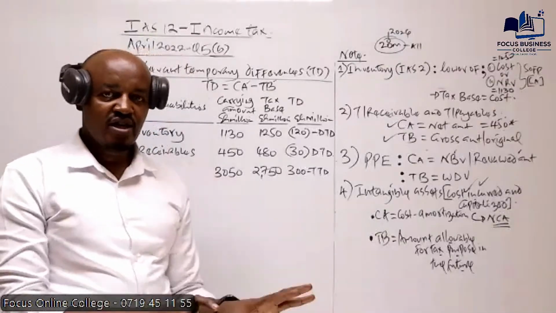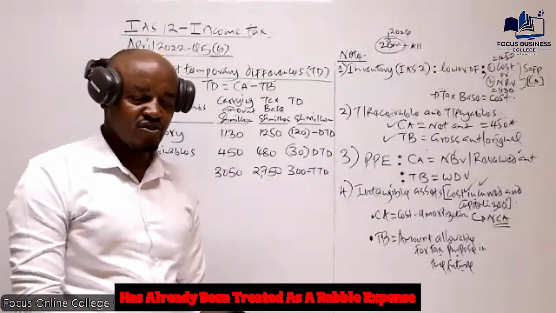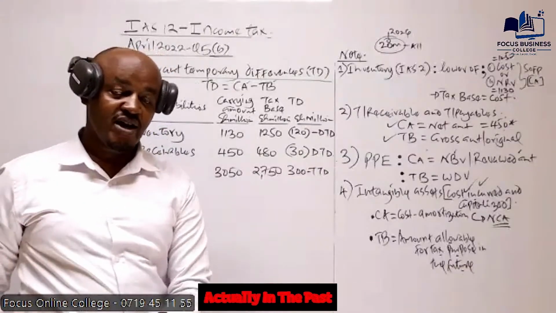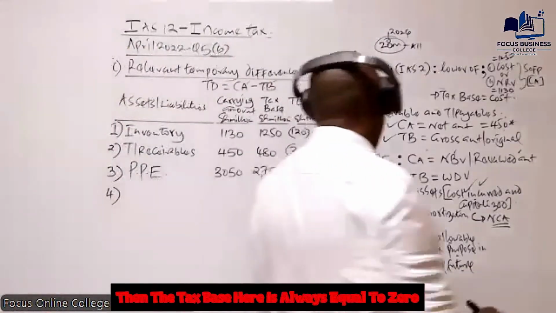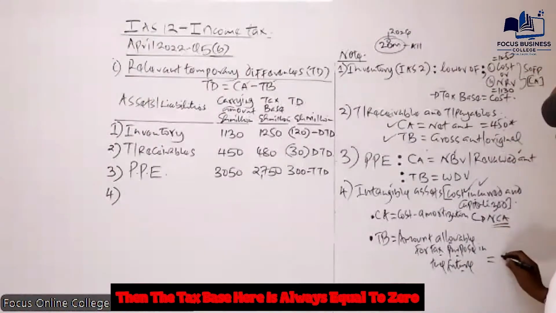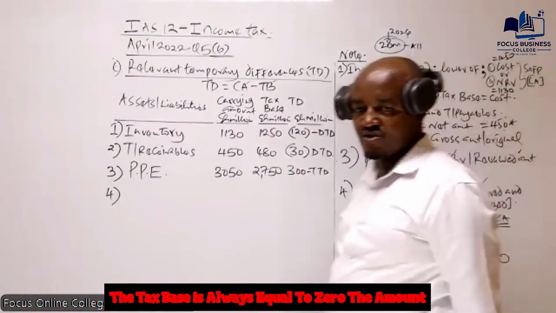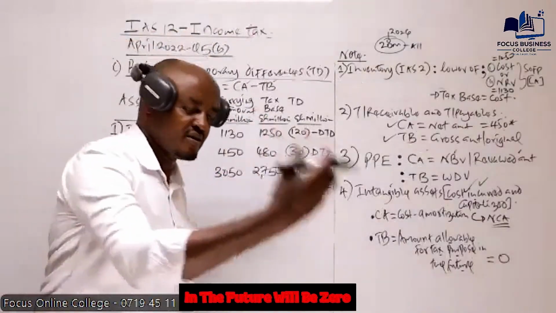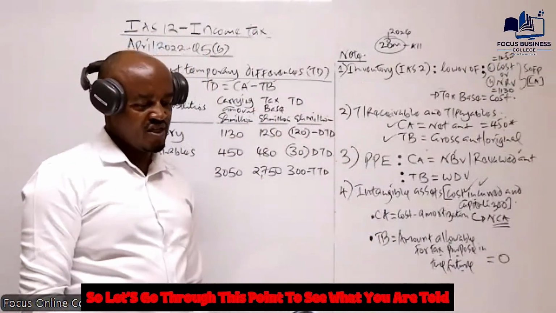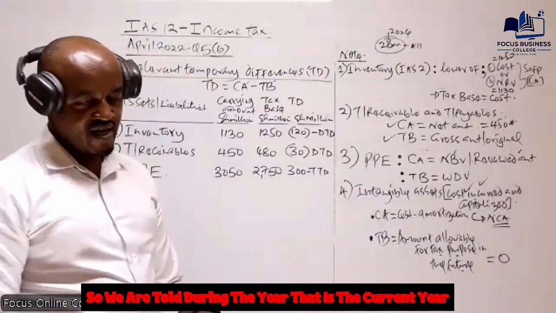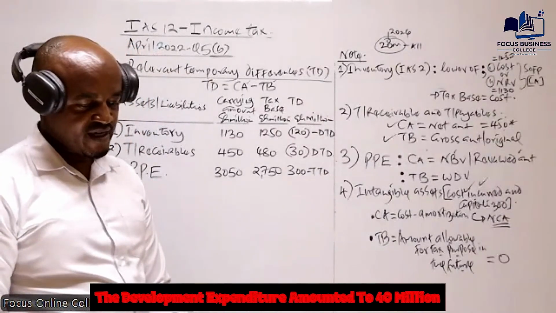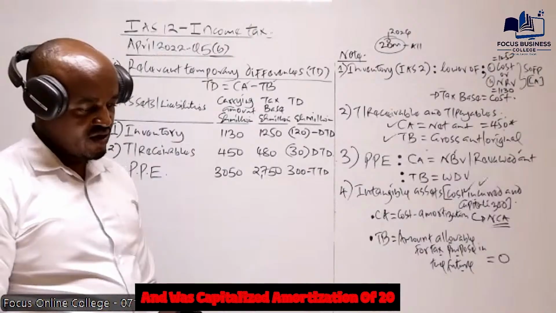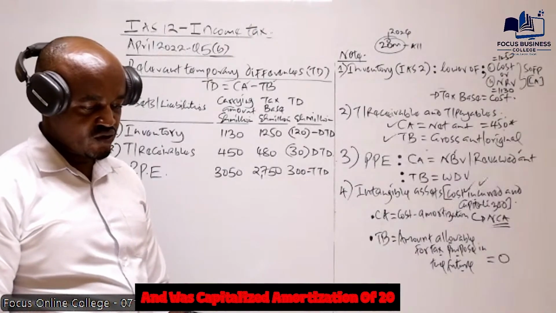So if you're told the amount has already been treated as allowable expense during the current year or in the past, then the tax base here is always equal to zero. The amount which will be allowable for tax purposes in the future will be zero. So let's go through this point to see what you are told. We are told during the year, that is the current year, the development expenditure amounted to 40 million and was capitalized, with amortization of 20.